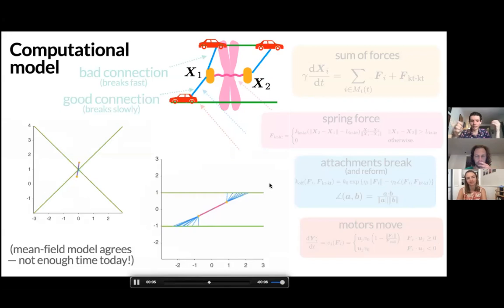And finally, if you think about what would happen if you were away from the microtubules, or away from the ellipse?